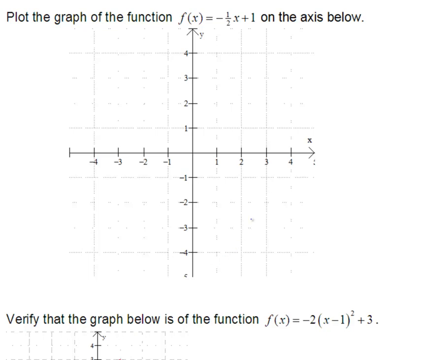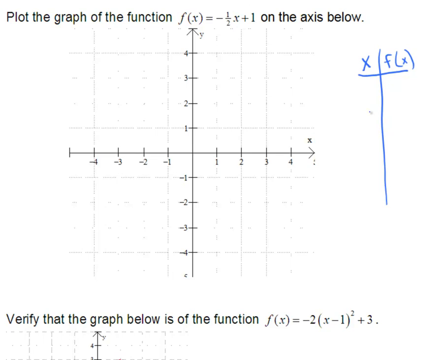In this video, we'll do some examples of graphing functions. So any function we can represent graphically, as we've talked about. We're going to plot the function f of x equals negative 1/2 x plus 1 on the axis below. What we're going to do is make a table of values. We'll pick some x values, and for each of those x values, we're going to calculate what f of x is, or plug in x and see what we get.